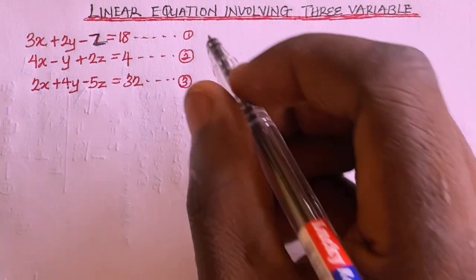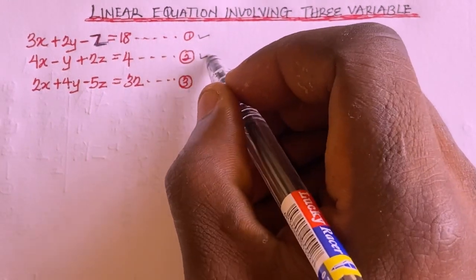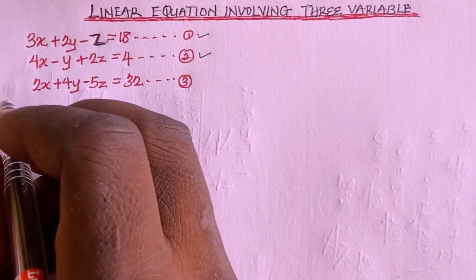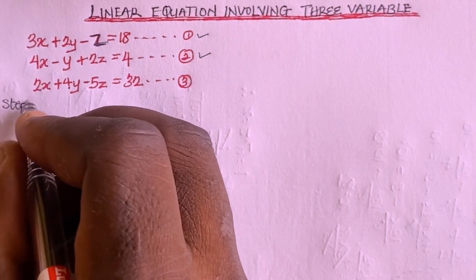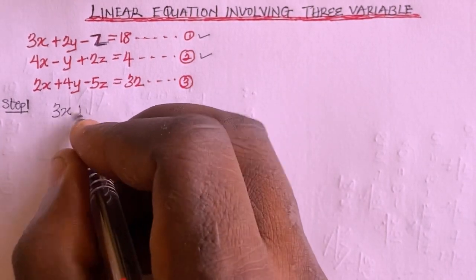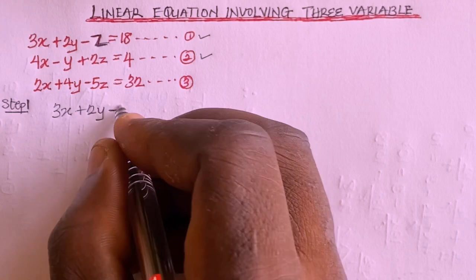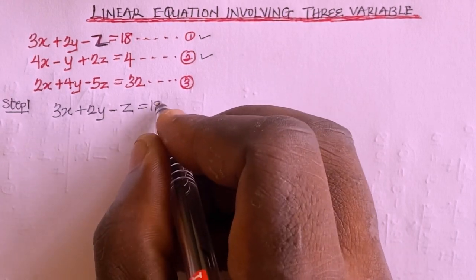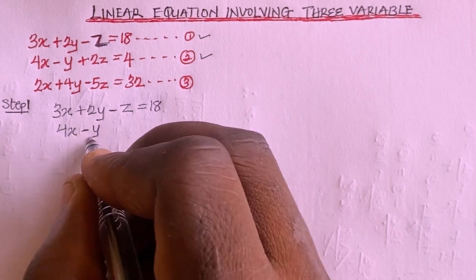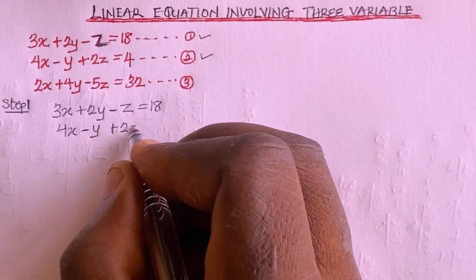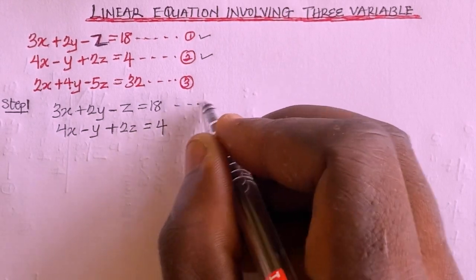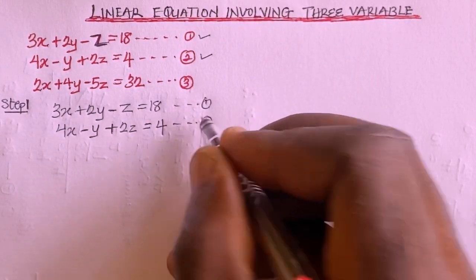Now first thing is that you pick two equations. You can pick equation 1 and equation 2. That's the first step. Step 1, you pick two equations. So what are the equations that you pick? You pick 3x plus 2y minus z equals 18, and the second one, you pick 4x minus y plus 2z equals 4. These are the first and second equations that you pick.